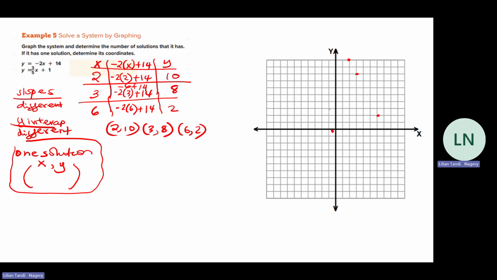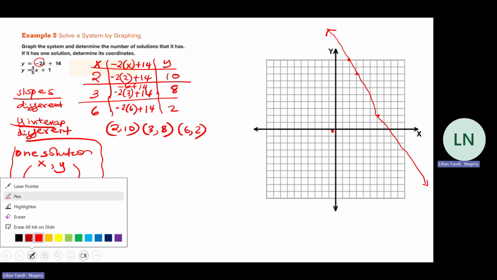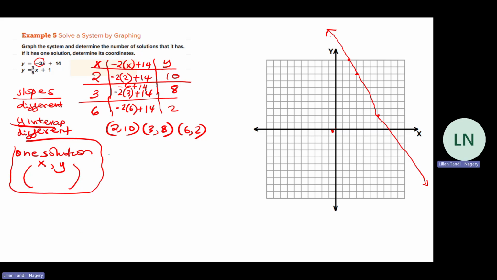Okay, how do I know I am correct? My slope is negative, my line should go down. With my marker, I will join my points, just like that, and go all the way down and put an arrow, okay? Then I will choose a different color, blue, to do the next equation.